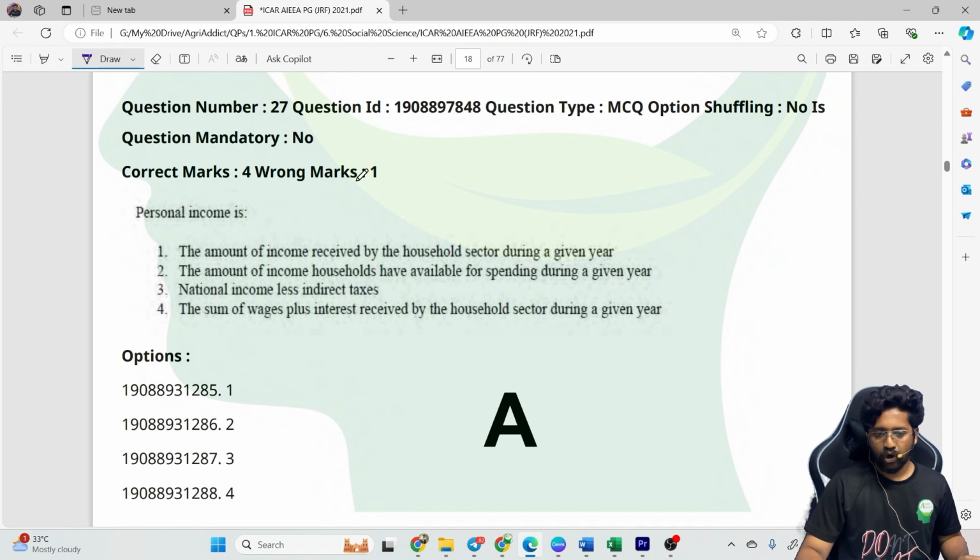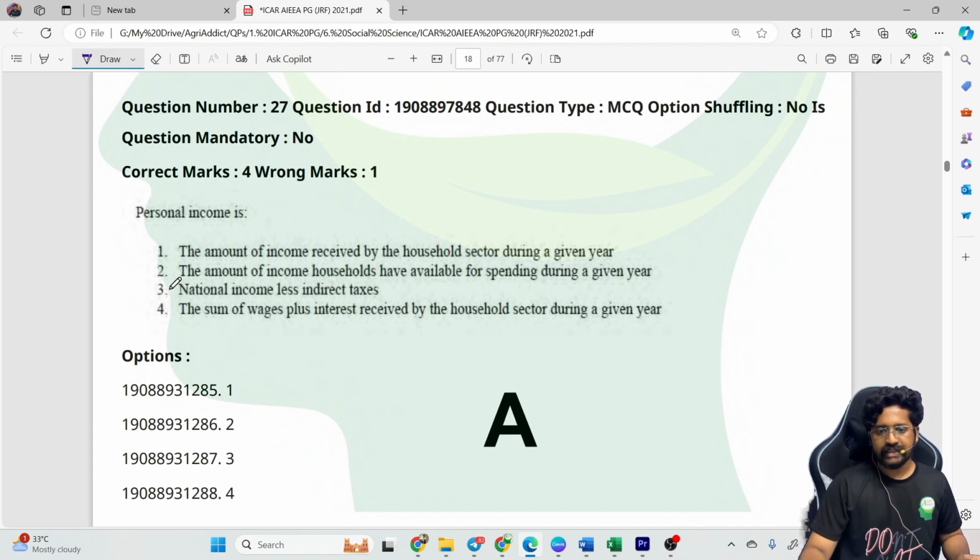What is personal income? This also comes under the calculation of the national income concept from macroeconomics. So personal income is the amount, see the options: the amount of income received by the household sector during a given year; the amount of income households have available for spending during a given year; national income less indirect taxes; the sum of wages plus interest received by the household sector during a given year.